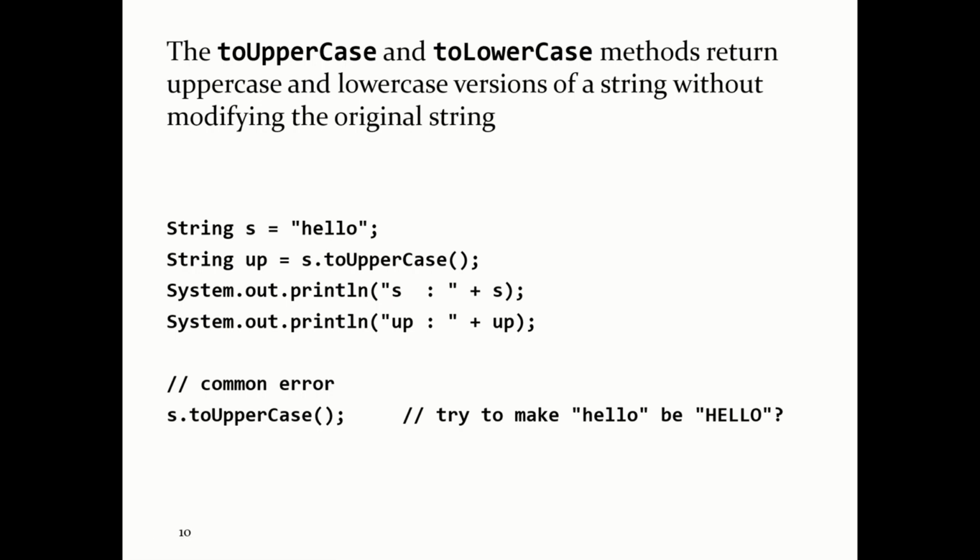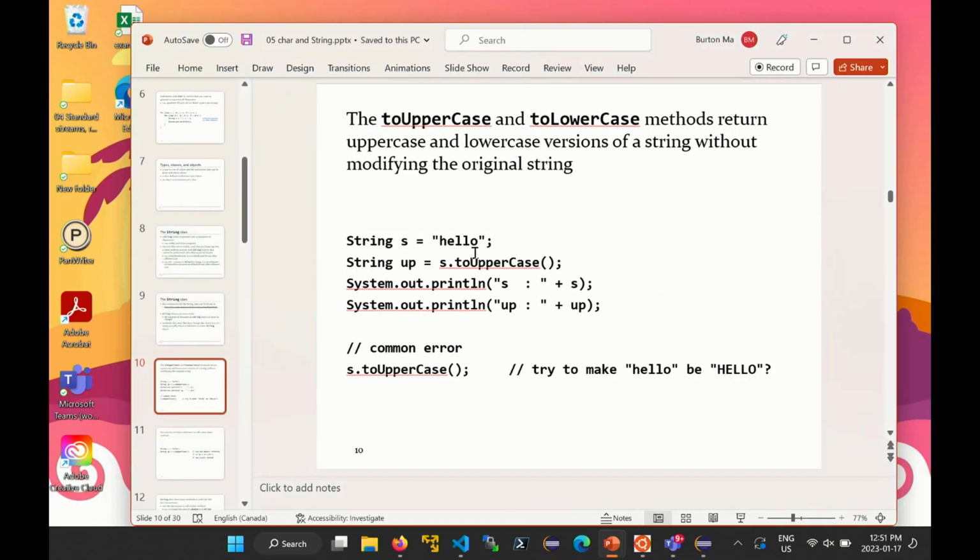So if I print the value of s, you get lowercase hello. If you print up, you get the uppercase version of hello, because up is a reference to the string that was returned by toUpperCase. So methods that appear to change the state of a string don't. So what does that mean? What that means is if you want the uppercase version of a string, you can't write the following.